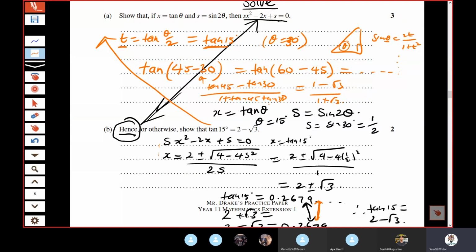Is tan 30 root 3? No, it's 1 on root 3. Okay, maybe a little bit harder with the math. But it would have still worked out. So, there it is, Aya. There's 3 methods.